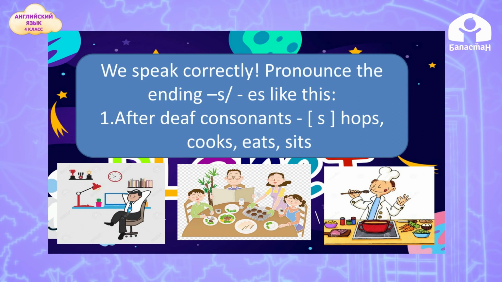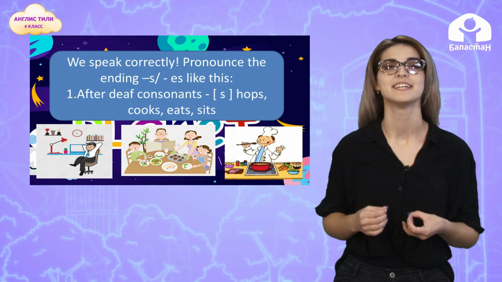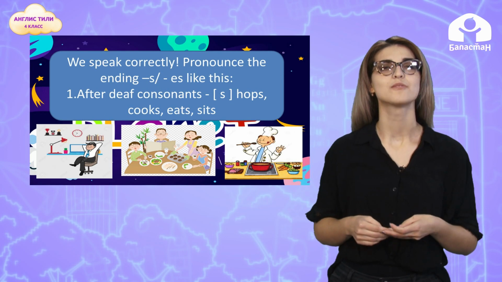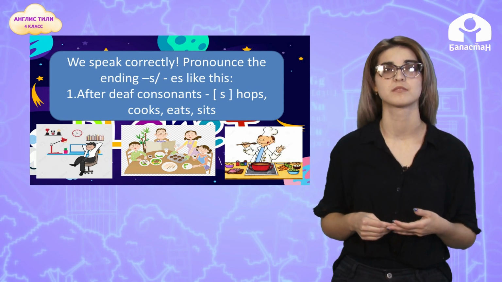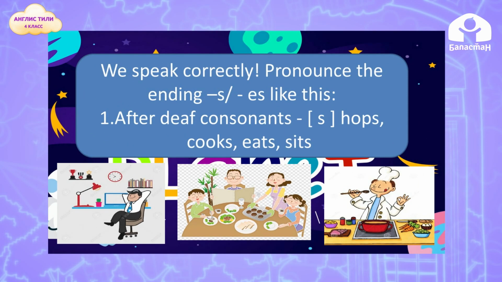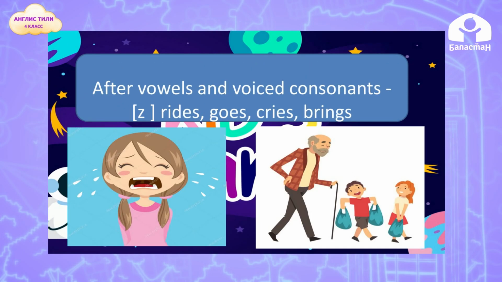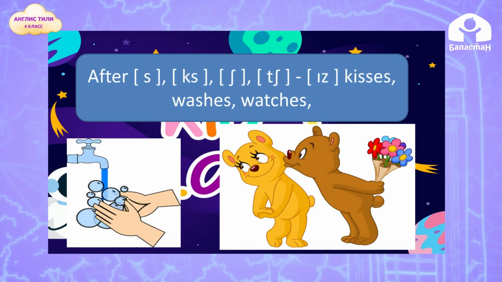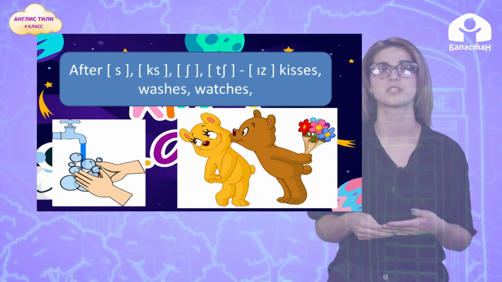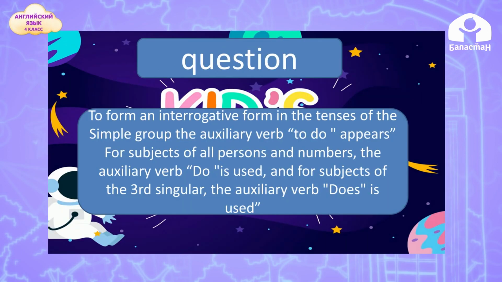We speak correctly. Pronounce the ending s, es like this. After voiceless consonants: s, hops, cooks, eats, sits. After vowels and voiced consonants: z, writes, goes, cries, brings. After s, sh, ch, z: kisses, washes, watches.